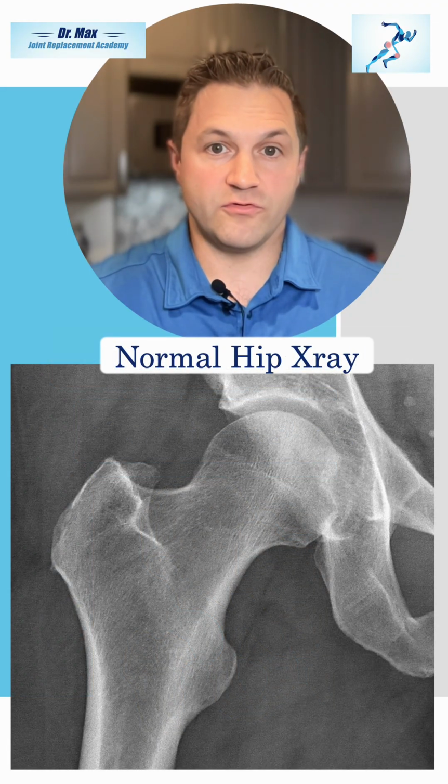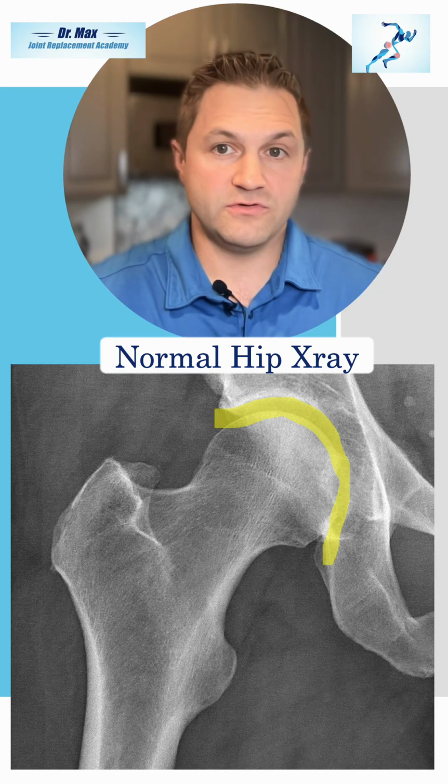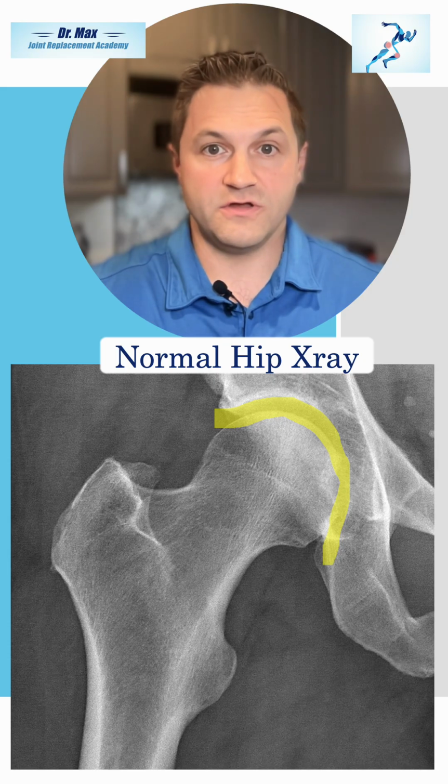Here's an example of a normal hip x-ray where the healthy cartilage resides in the joint space, protecting the ball from the socket. And even though this patient is bearing weight during the x-ray, the bones are protected from each other and not allowed to touch.